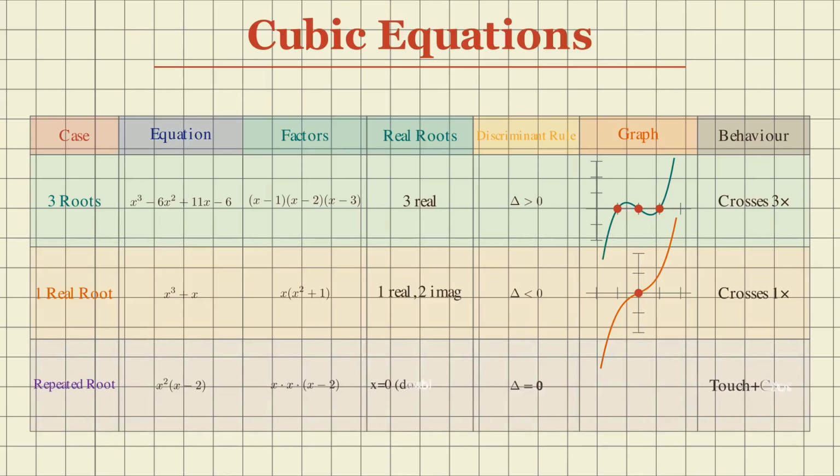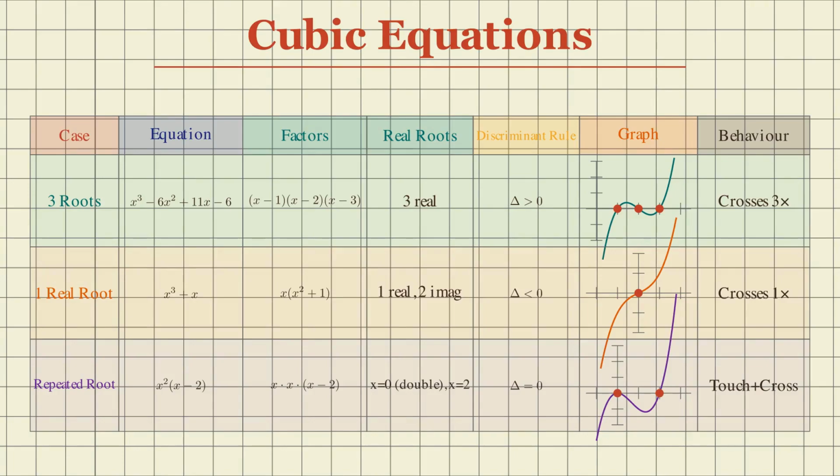In row 3, repeated root. Equation x squared times x minus 2. Double root sitting at x equals 0. The graph touches there but doesn't go through. Then a clean crossing at x equals 2. Discriminant equals 0. That touching behavior is your visual clue every single time.